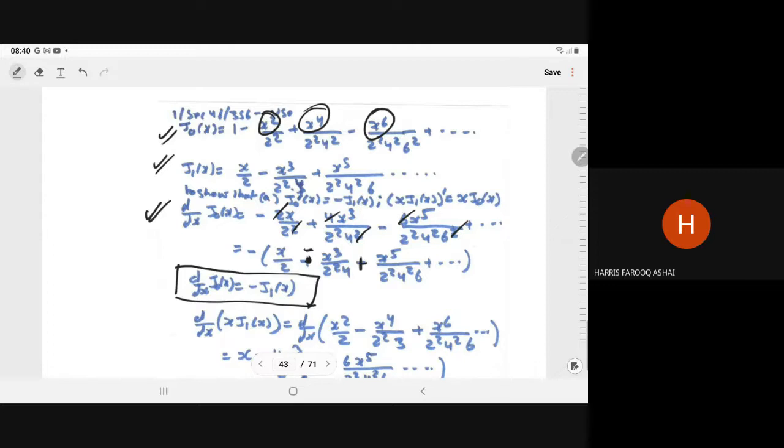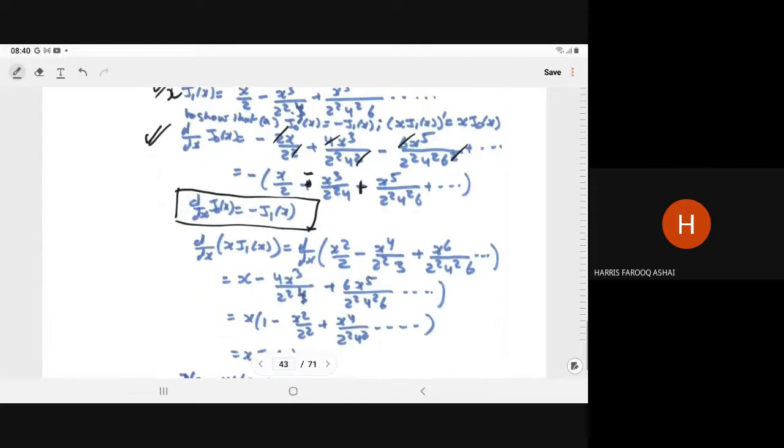Similarly, what is the second relation? Derivative of x into j1 is equal to x into j naught. So in the first equation you multiply with the x, so everywhere when you multiply with the x, then you take the derivative. So dy dx of x square minus x over 4 upon 2 square into 3 plus x over 5, x over 6 upon 2 square 4 square 6 and so on.